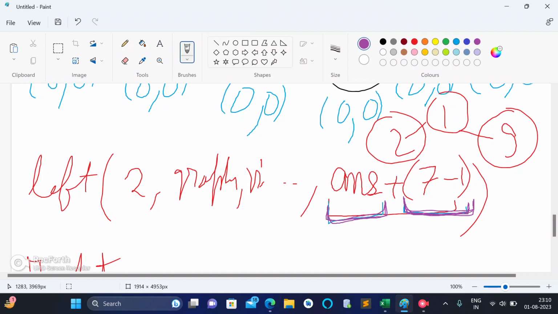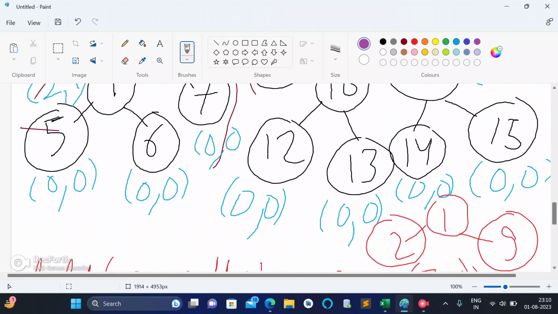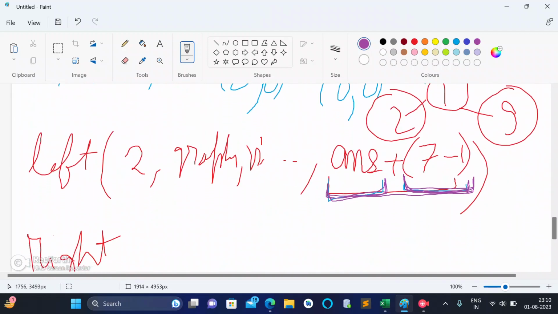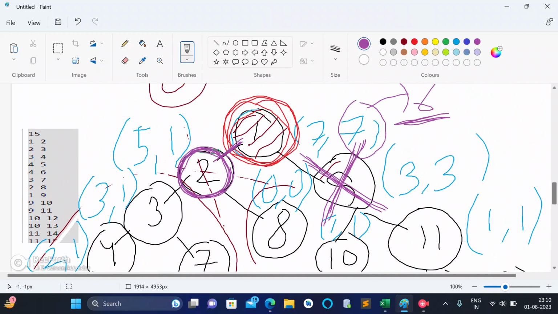Okay, and why did I add answer to it? Initially the answer is 0, but as it is a recursive call, this answer plus 7 minus 1 will become the answer of the next recursive call. So at the end, when we reach the nodes, we have a value answer, and at the end we will take the answer of all the cases. When we make a recursive call on the right, we will call on 9.